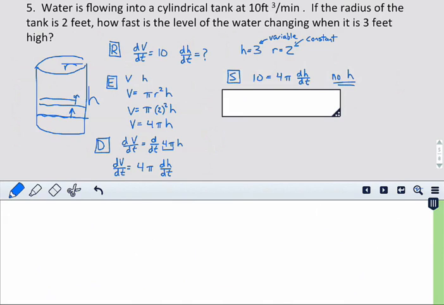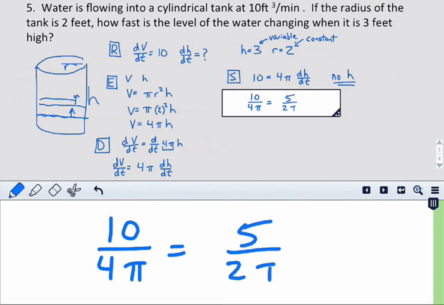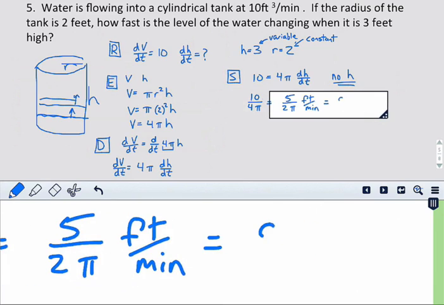So now solving for dh over dt, we're just going to get 10 over 4 pi, which is 5 over 2 pi. And this is going to be feet per minute. So that is how fast the height is changing with respect to time.